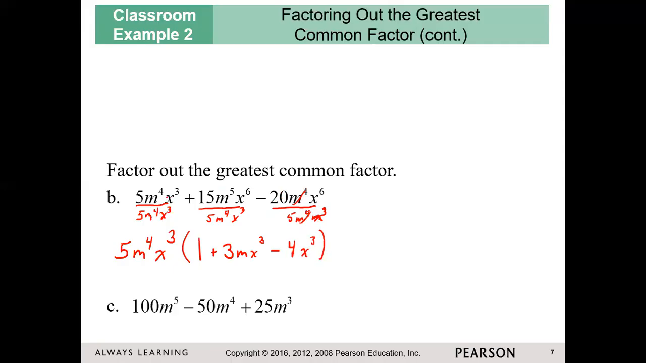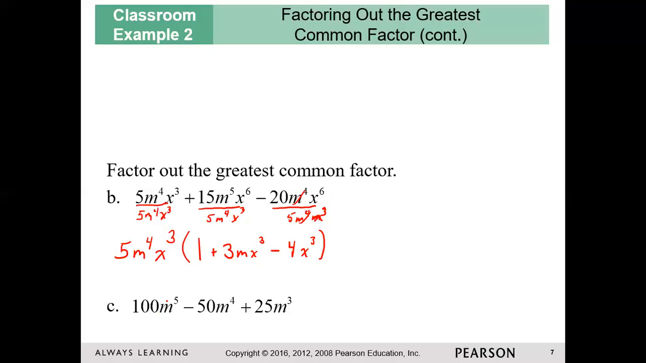So again, this looked like it was going to be a much more difficult problem to do because there were a couple more variables involved, 3 terms instead of 2. But if you systematically figure out what your GCF is, and then go ahead and divide that GCF into each and every term, you should be able to cancel things out pretty nicely.